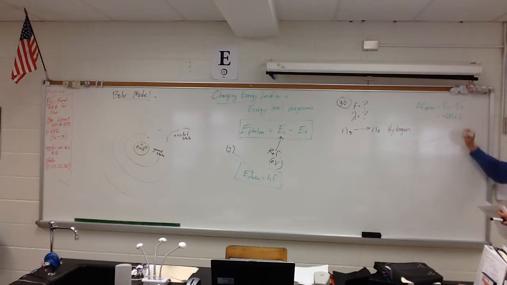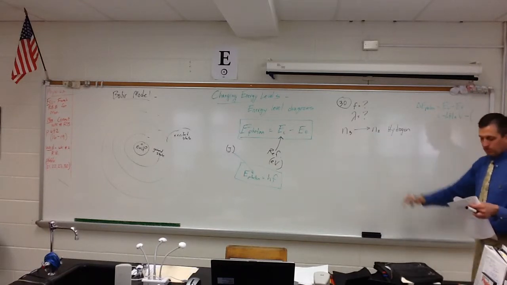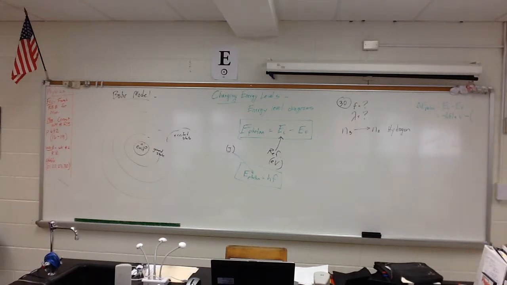See, that's why I was giving you that conversion. That's going to be inconvenient. Minus, and what is the number associated with the n=2 level? Negative 3.40 electron volts.